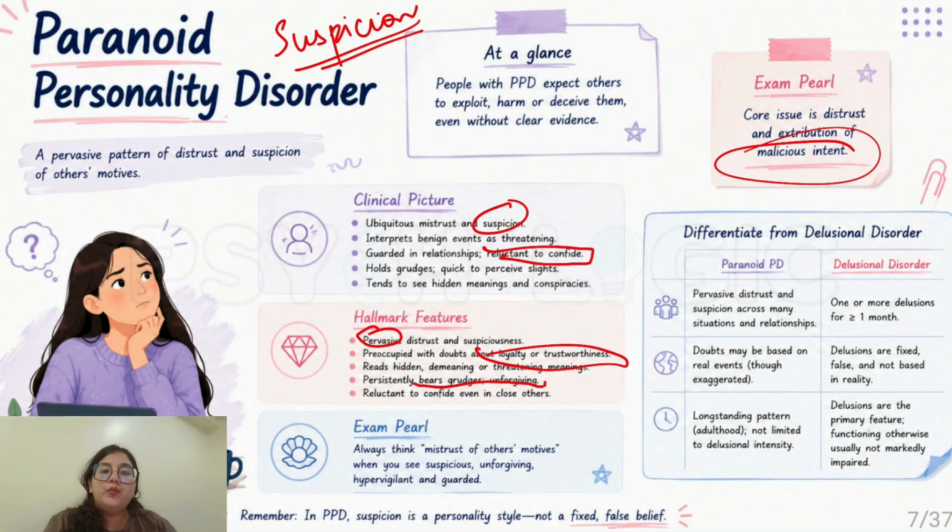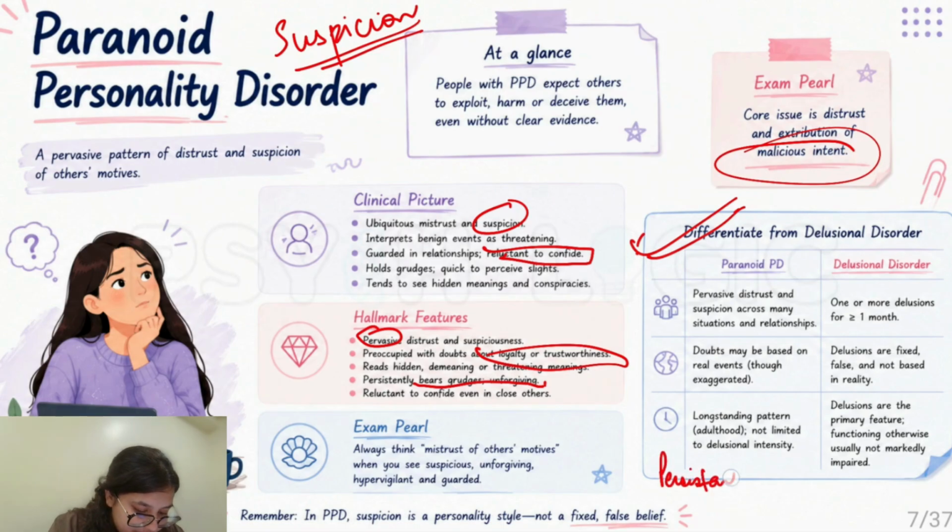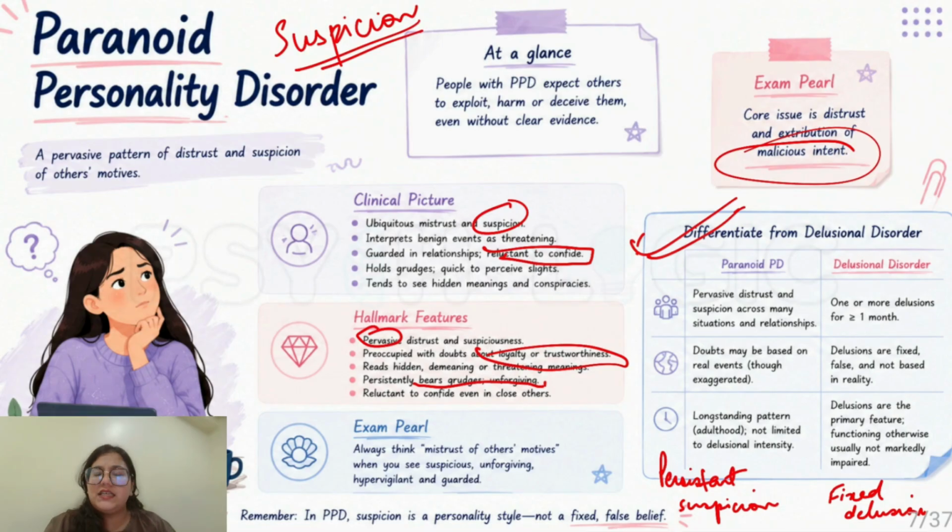Now, paranoid personality disorder is often confused with delusional disorder. So let's understand the difference between them. In simple terms, paranoid personality disorder is persistent suspicion, while in delusional disorder, there is a fixed delusion. So let's understand with an example.